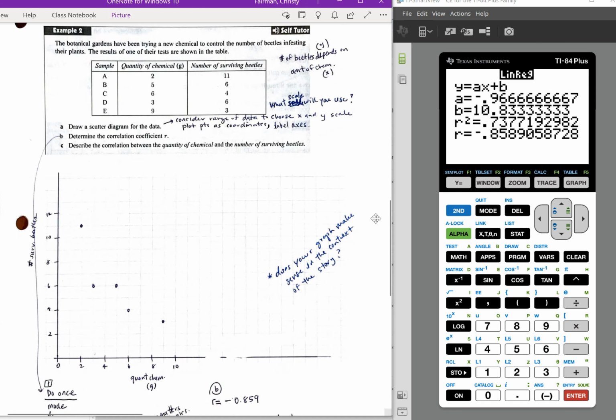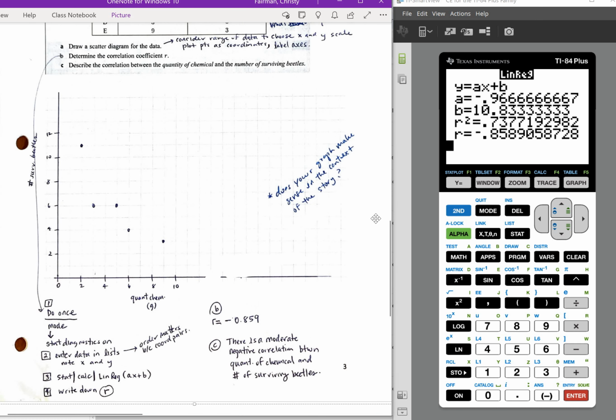That being said, since R value is negative 0.859, we then describe the correlation between the quantity of chemical and the number of surviving beetles. I should use those words in my answer. Use my little table. This is in the moderate category, and it's negative. So there is a moderate negative correlation between the quantity of chemical applied and the number of surviving beetles. That's it.